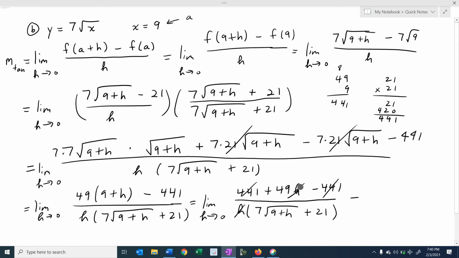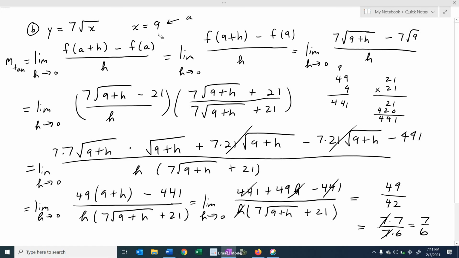Okay, so overall, as h is heading towards 0, this is getting closer to 49 divided by, again, this is heading towards 0, so the square root of 9 is 3 times 7 is 21 plus 21, so it's getting closer to 49 over 42. And by the way, this will reduce because they both have a 7 in them. Just factor them. 7 times 7 over 7 times 6, the 7's cancel out, and so you just get 7/6. Okay, so that's the slope of the tangent line that goes through this particular point.